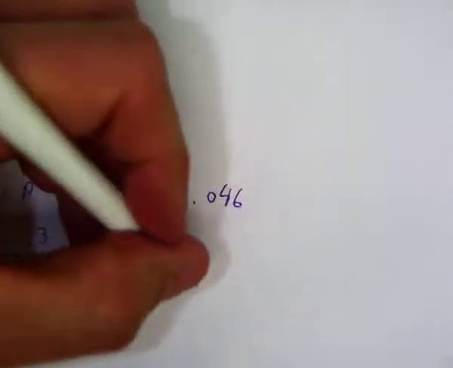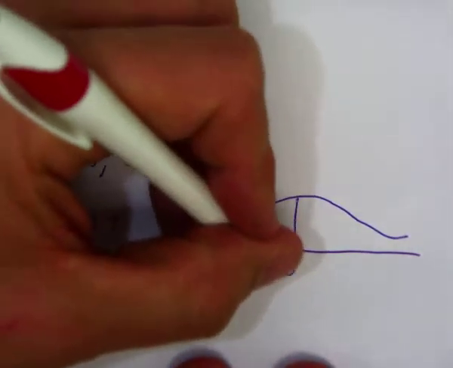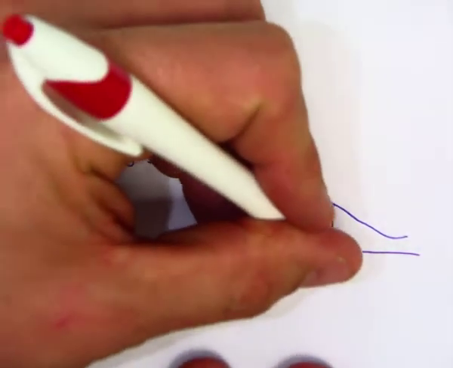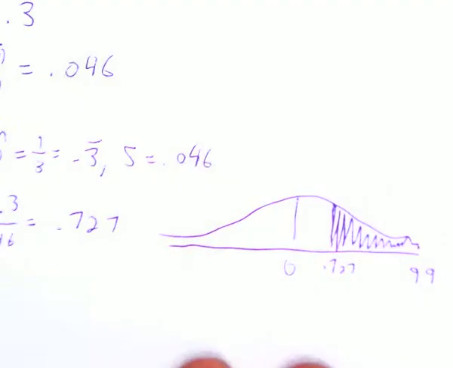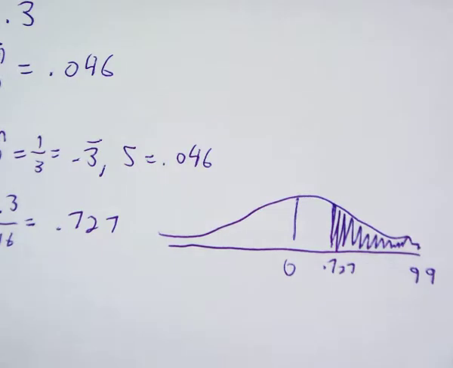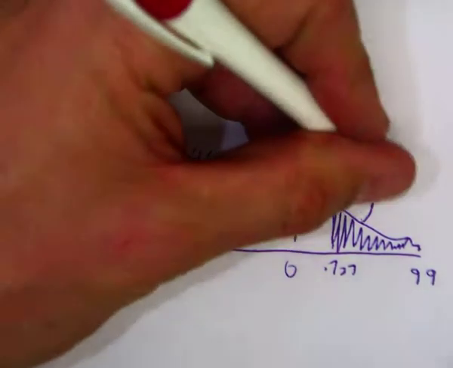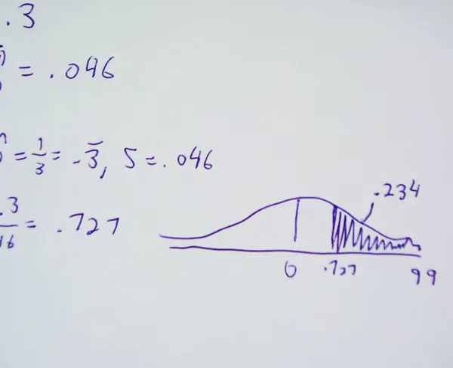So it's a question of at least, so we're going to use a z-score of 0.727 and shade to the right. We go into our calculator and do normalcdf from 0.727 to 99, and we wind up with 0.234. Okay, so there's a 23.4% chance that at least 1/3 of the students in our sample of 100 would wear contact lenses.